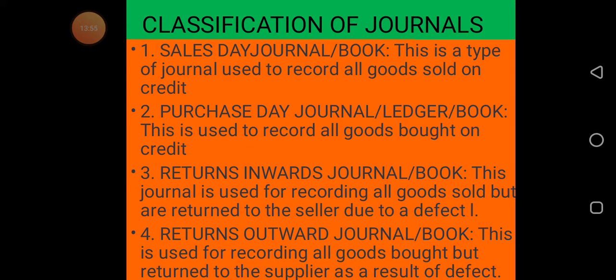Mind you, aside from these four, we also have the cash book, which records all cash transactions, and we have the journal proper. The journal proper takes into consideration all the things that cannot fall into these other classes of special journals. For instance, when the proprietor of the business takes goods from the business for personal or private use, it will come into the journal proper. Or when there are errors to be corrected, it will be done in the journal proper.